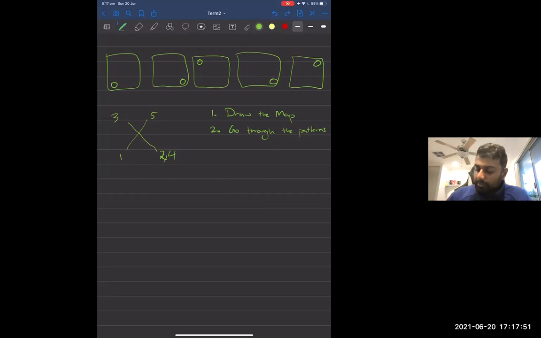What if you start from here, 2? From 2, you go to 5, 5 to 3, 3 to 1, and 1 to 4. Do you see how that makes sense? This pattern makes sense.